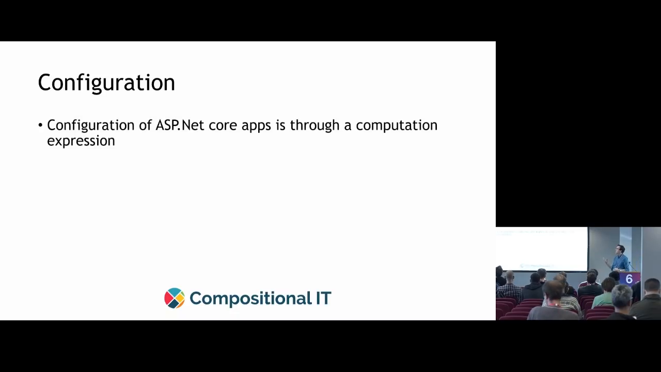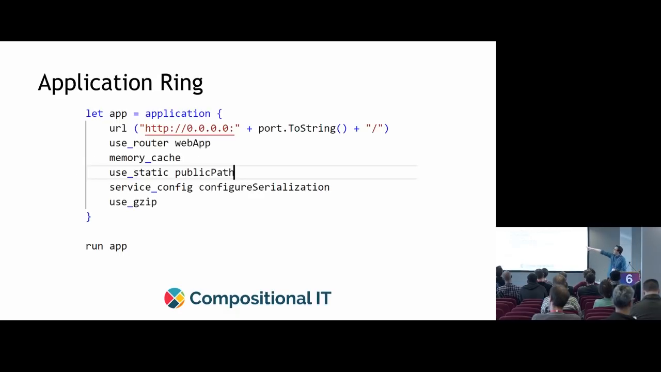So the configuration of ASP.NET Core Apps is entirely through a computation expression, which means you get this really nice, strongly typed configuration. To have a look at an example, we've got this application computation expression here. This is the same type of thing that is used to do asynchronous workflows in F# or task-based workflows in F#. In this case, though, it's applied to configuration.